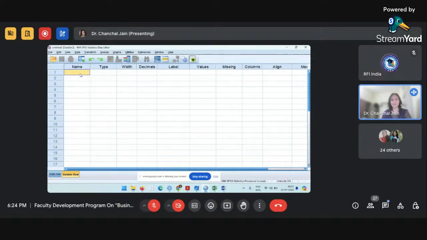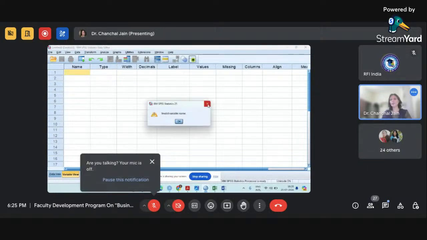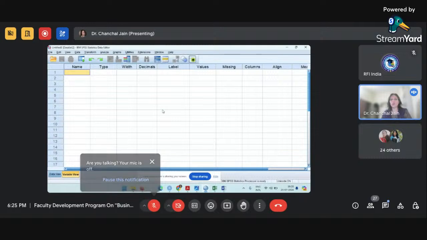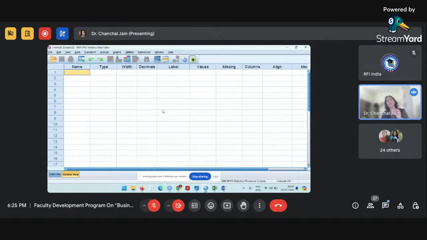Similarly, suppose I have used the $ sign before the name of my variable. You can see again I'm getting an invalid variable name. If I'm using hash, again I'm getting the error. So that means hash or dollar sign or ampersand sign or numbers you cannot use to start the name of your variable. But if you want these alphanumeric or special characters in your variable name, you can keep them maybe in the middle or at the end of the variable name.